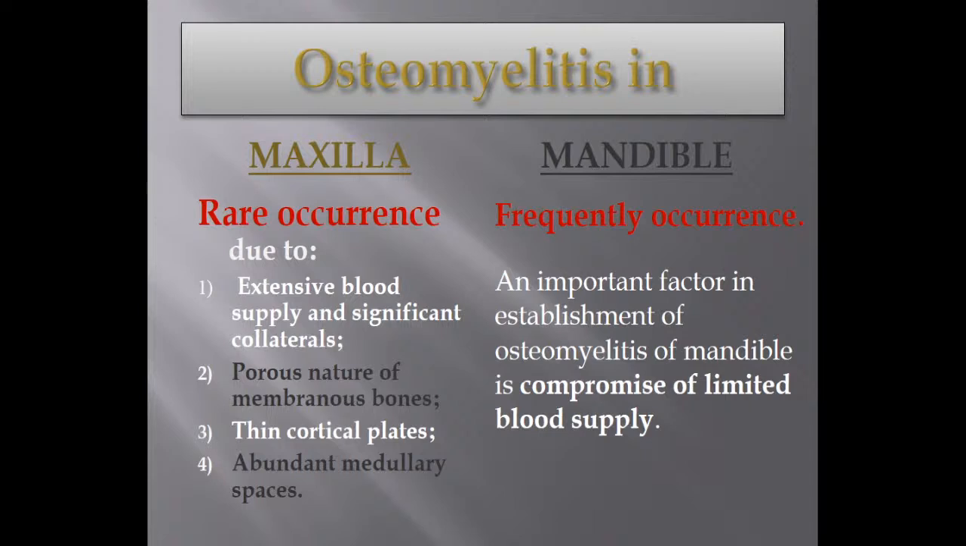Why? In maxilla we have extensive blood supply and significant collaterals, porous nature of the membranous bones, thin cortical plates, and abundant medullary spaces. And in mandible, an important factor in establishment of osteomyelitis is compromise of limited blood supply. And in this case, frequent occurrence of osteomyelitis, and as you can understand, it's more severe for treatment.